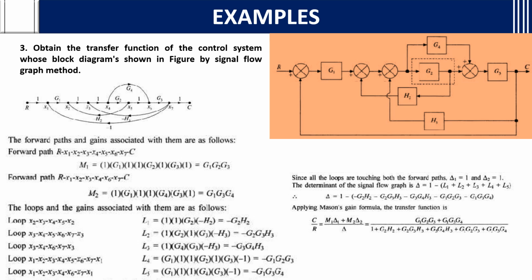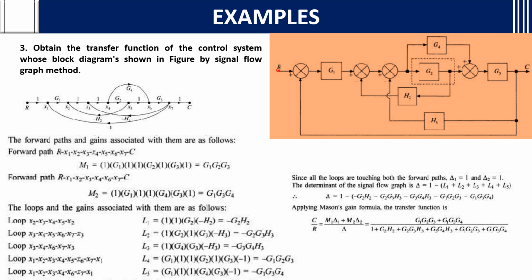Next question. Obtain the transfer function of the control system whose block diagram is shown in the figure by the signal flow graph method. Again, what should we do? First we should write the signal flow graph. How to write it? This R you will take as input, and the output is C.